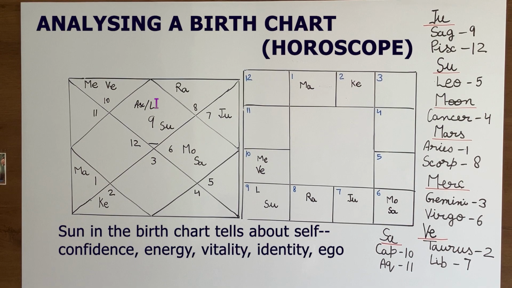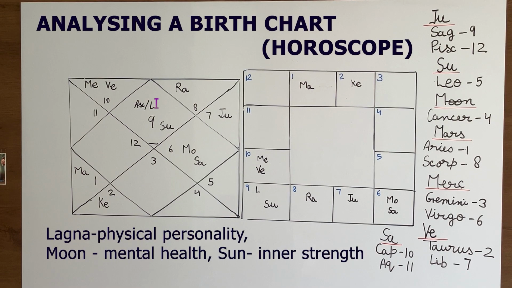Sun is about the identity of the person. It represents the ego of the person, the very basic nature of the person. What type of decision-making power the person has is all decided by the placement of sun in the horoscope. Therefore, lagna represents physical self, moon sign represents mental well-being, and sun represents inner strength.